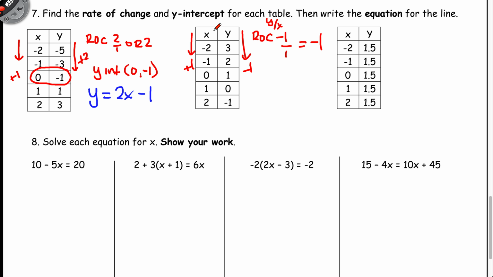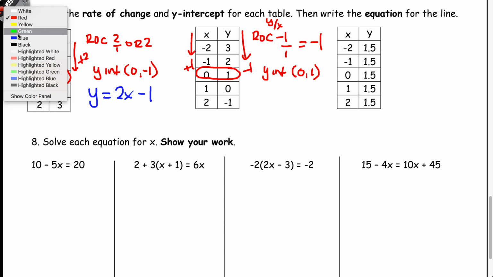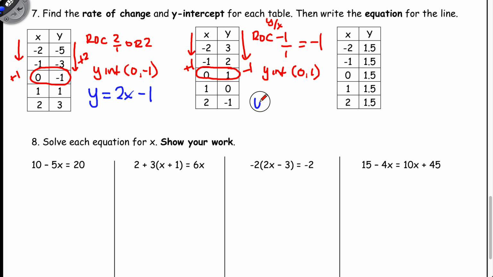Do I have an x0, a 0x? Yes, I do. It's right there. Now make sure you pick the 0x, not the 0y. So my y-intercept is 0, 1. So let's write our equation. I have y equals negative 1x, but we don't say negative 1x. We'll just say negative x, and this is a positive 1, so we say plus 1.